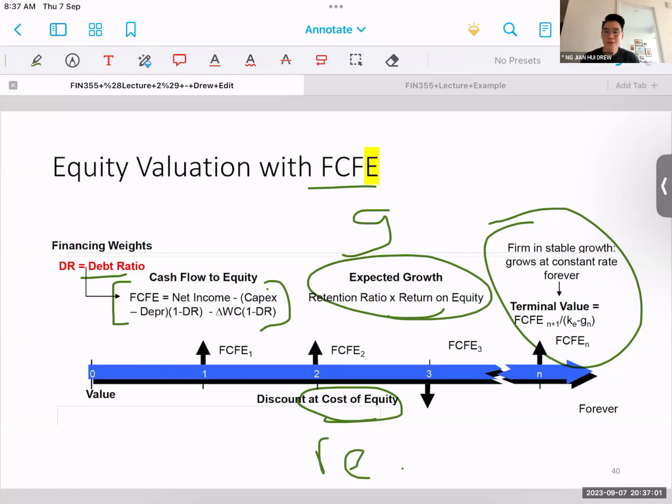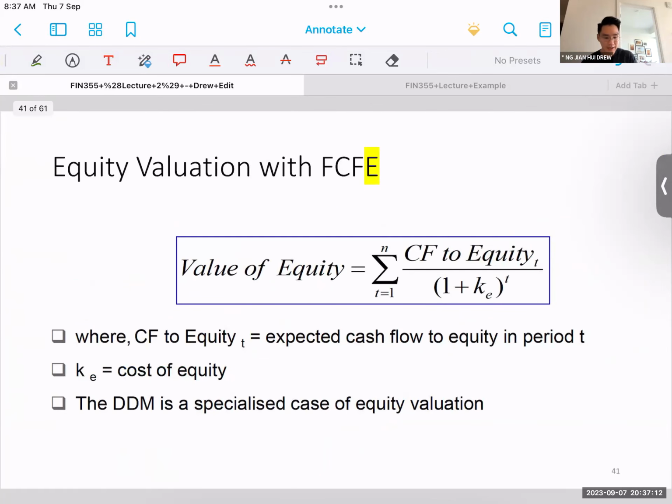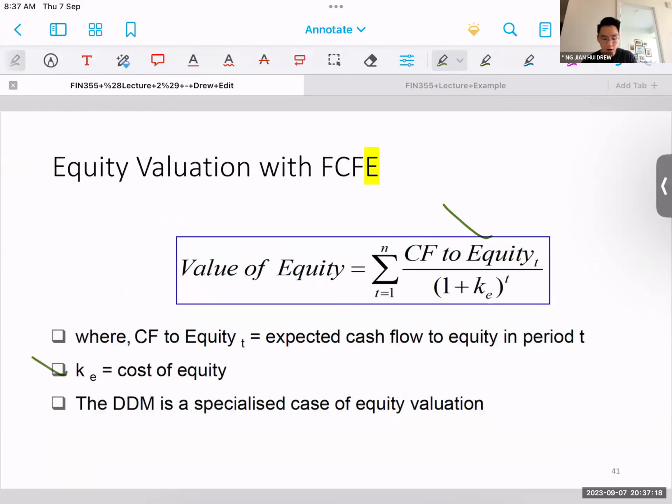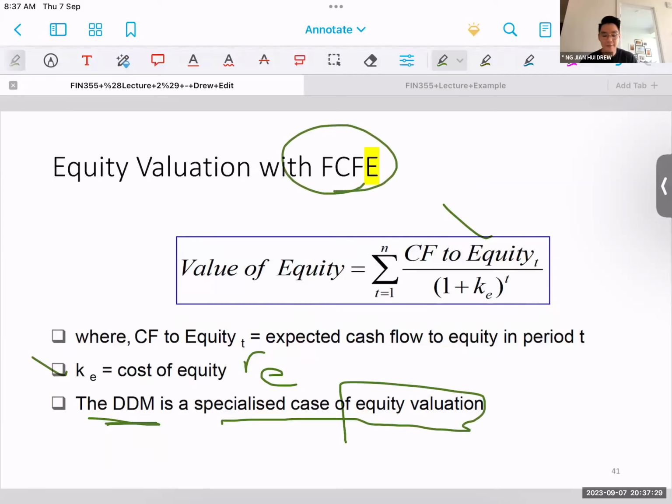So now I hope the third time we do this is a bit easier. You can see it's kind of standard, right? The standard things that we consider. So what do we have here? Cash flow to equity. We have the cost of equity, KE or RE, depends on the variation. And what's important is that the DDM is actually a specialized case of your equity valuation based on your FCF. So they are actually derived from the same concept. The dividend discount model is actually just the FCF model.